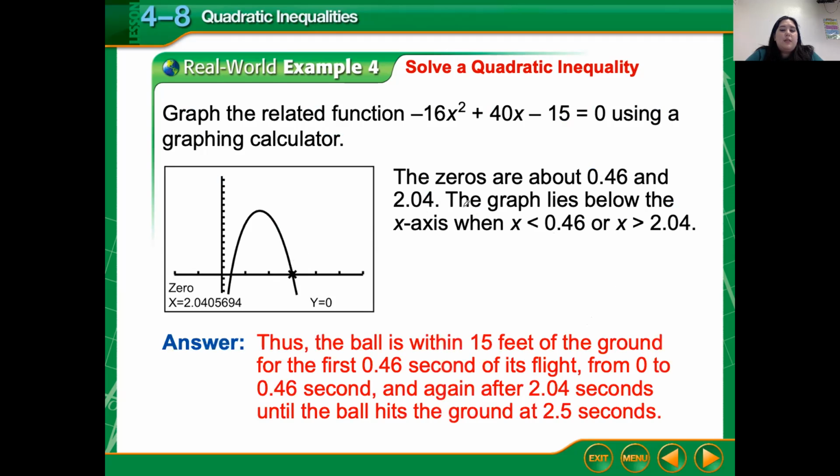So the ball is within 15 feet of the ground for the first 0.46 seconds of its flight, from 0 to 0.46, and again after 2.04, until the ball hits the ground at 2.5.